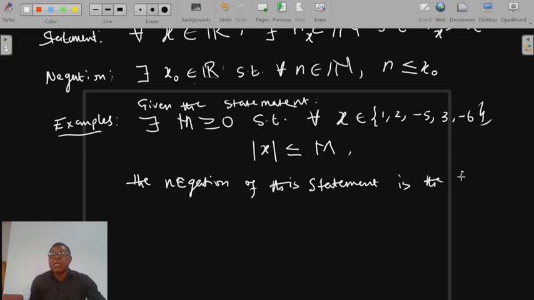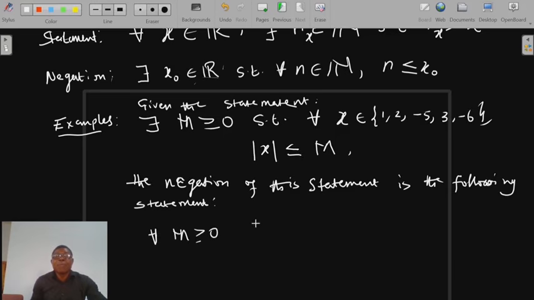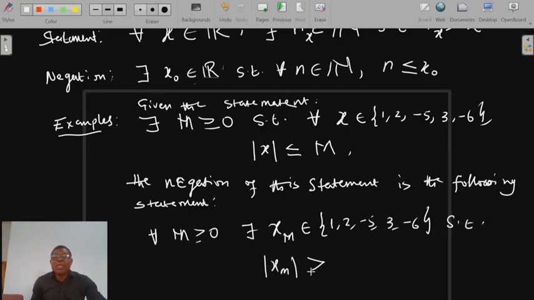is the following statement. For all m greater or equal to 0, there exists x, of course depending on m, in the set {1, 2, -5, 3, -6}, such that the absolute value of x is greater than m.